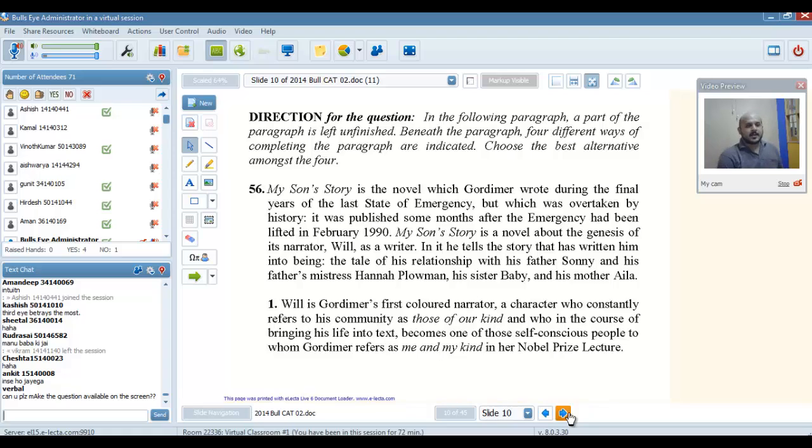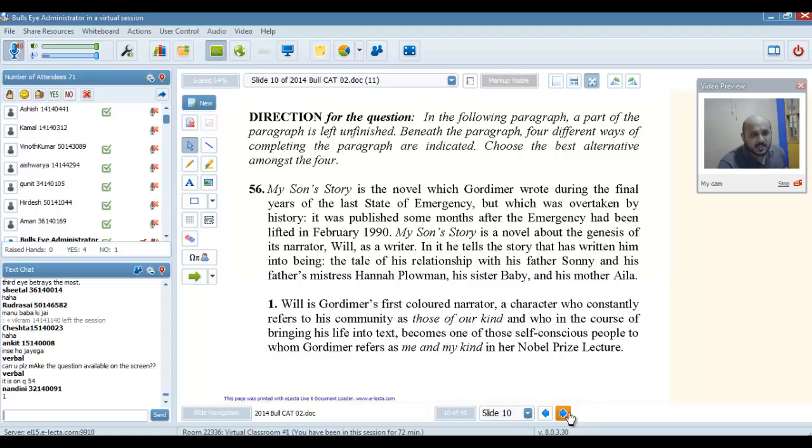Guys, we are now on question number 56. I am giving you exactly 1 minute 30 seconds to solve this question. Can you see question number 56?